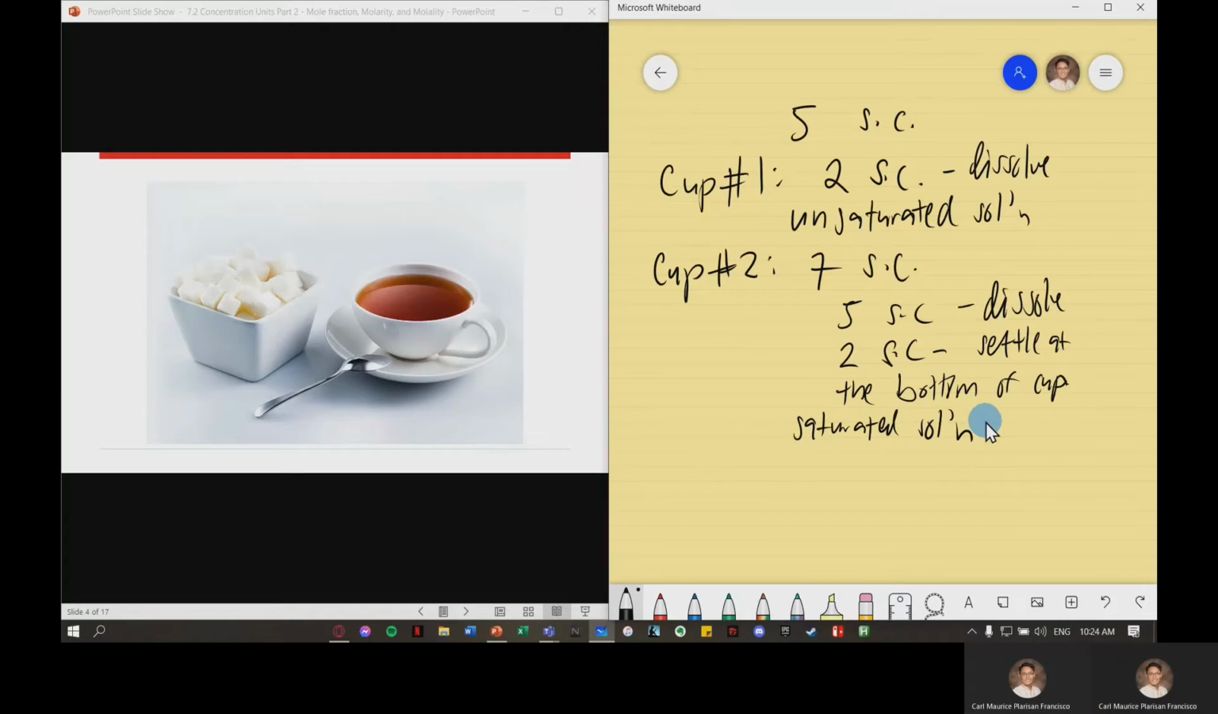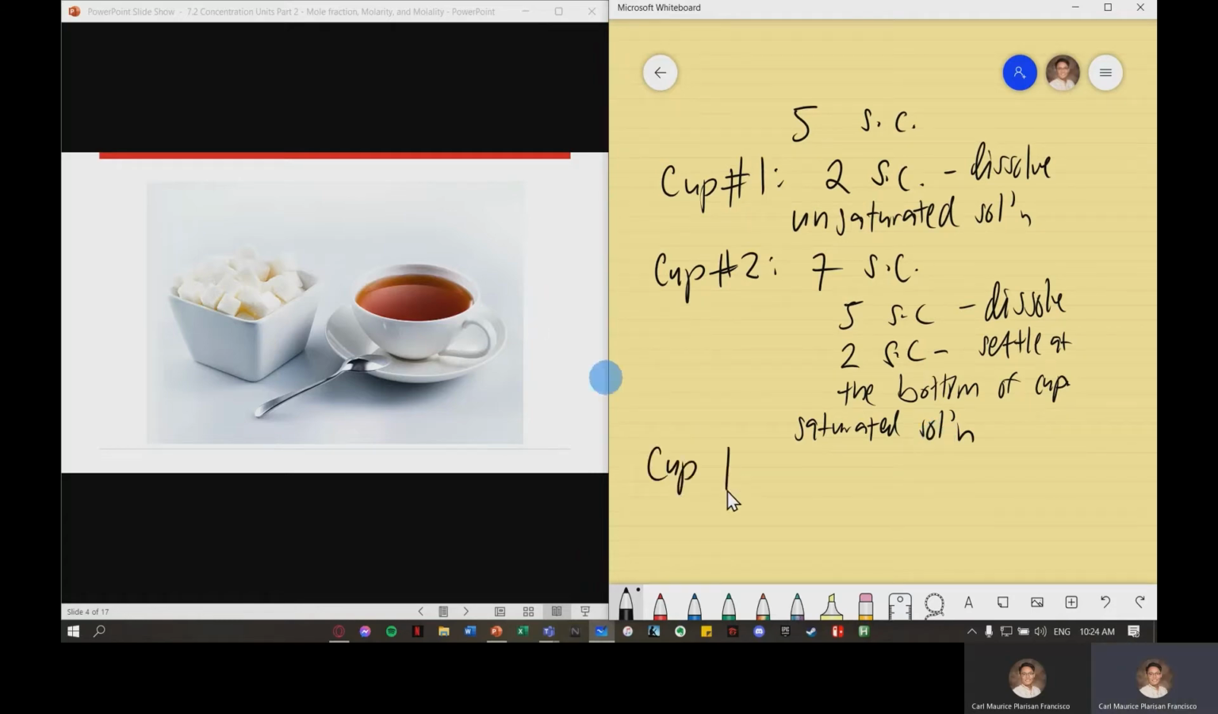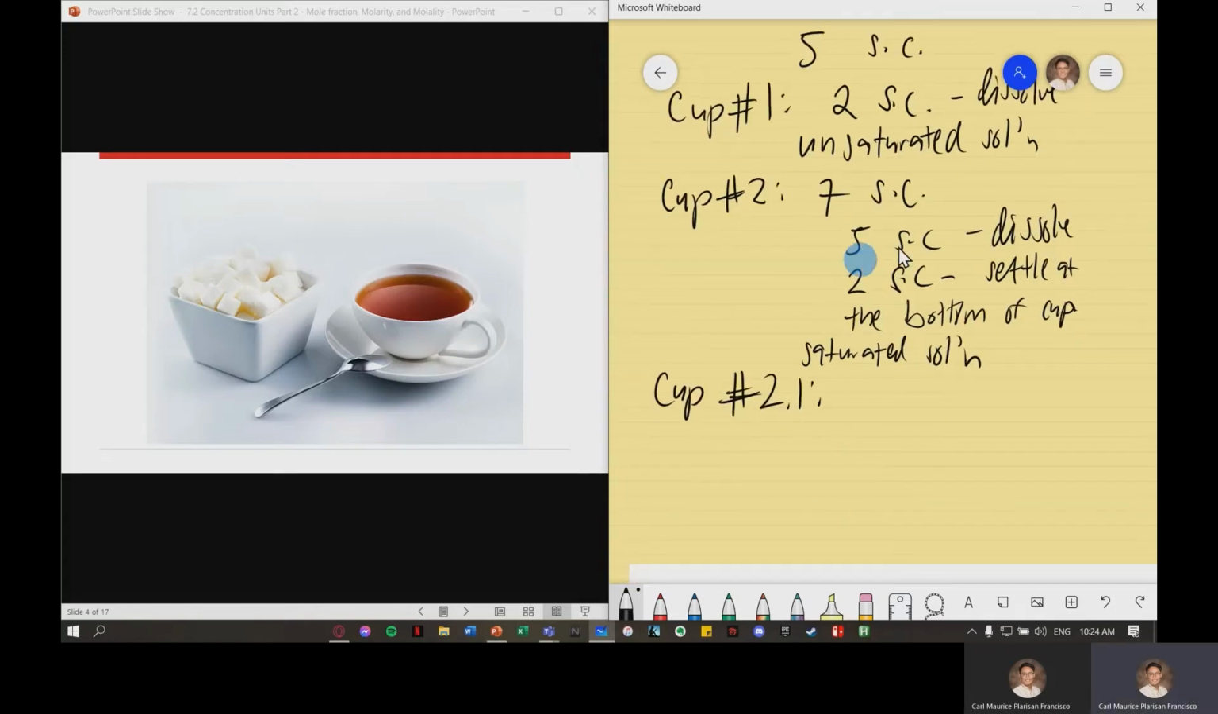Dahil na-attain natin yung maximum na 5, pero may 2 tayong sugar cube na hindi na-dissolve. Nag-settle lang sa bottom ng cup. Saturated. Ngayon, ituloy natin ang kwento o pagpe-prepare. Cup 2.1. Gamit ang tasa na ito, ituloy natin itong cup number 2. Itawag natin siyang cup 2.1.